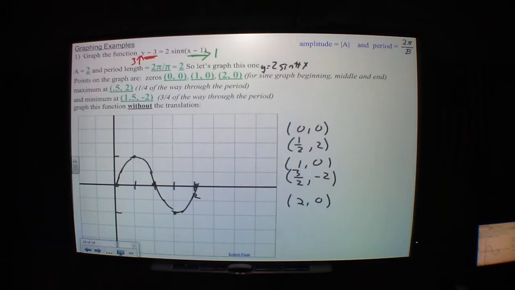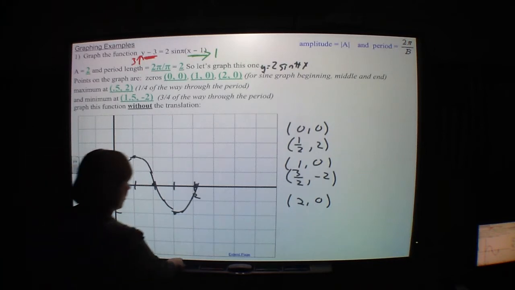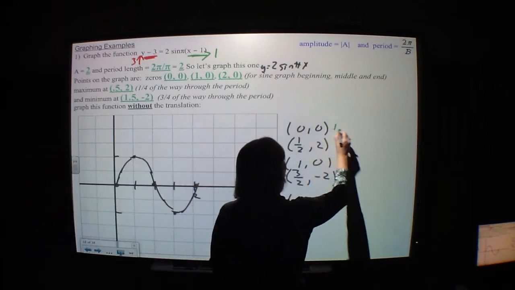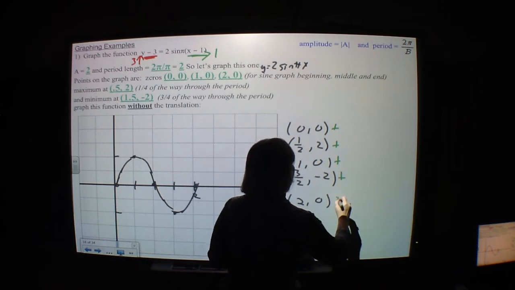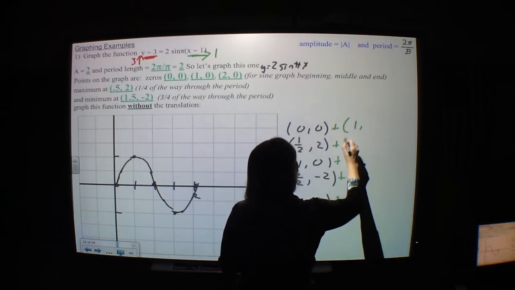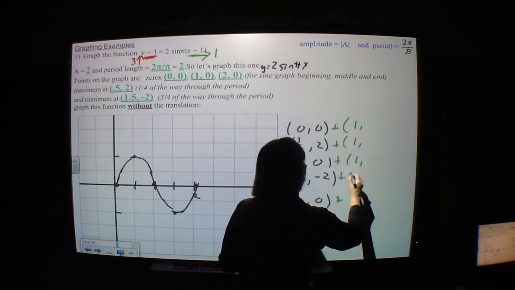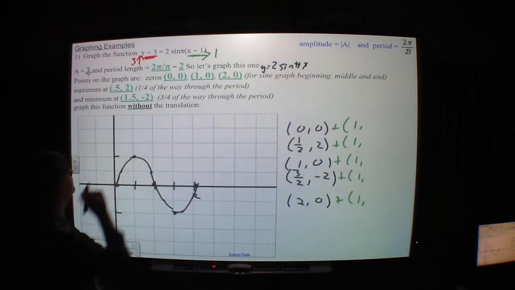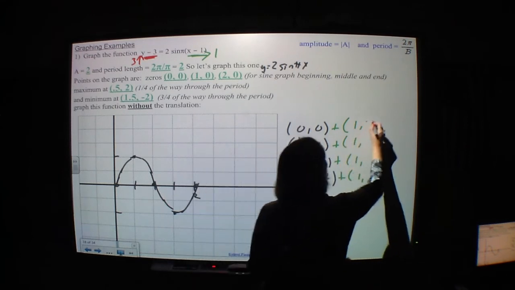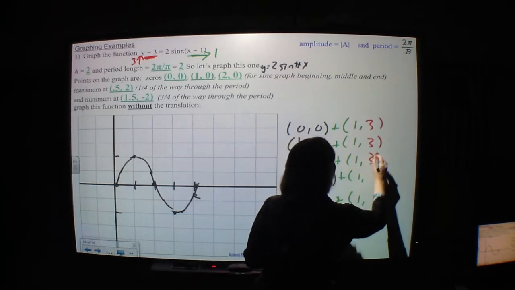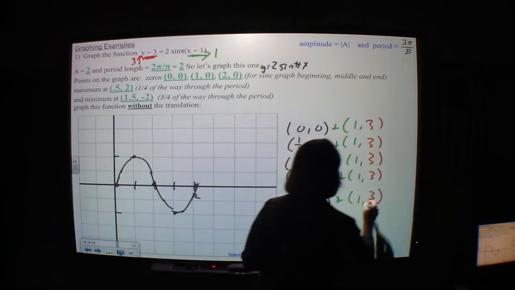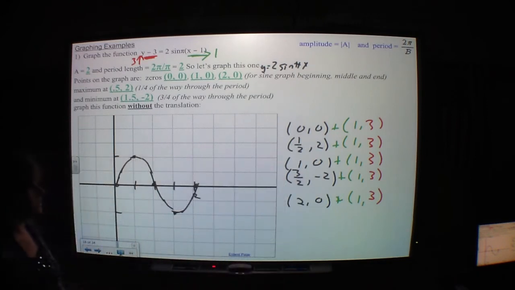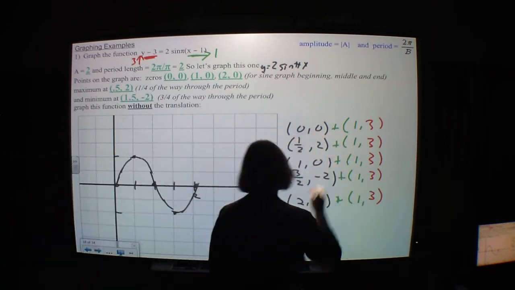And now I'm going to look, if I go up 3 and to the right 1. If I go right 1, I would be adding 1 to my x. And if I went up 3, I would be adding 3 to my y. So this is the point that I'm adding to my original points. So my new point would be 1, 3.